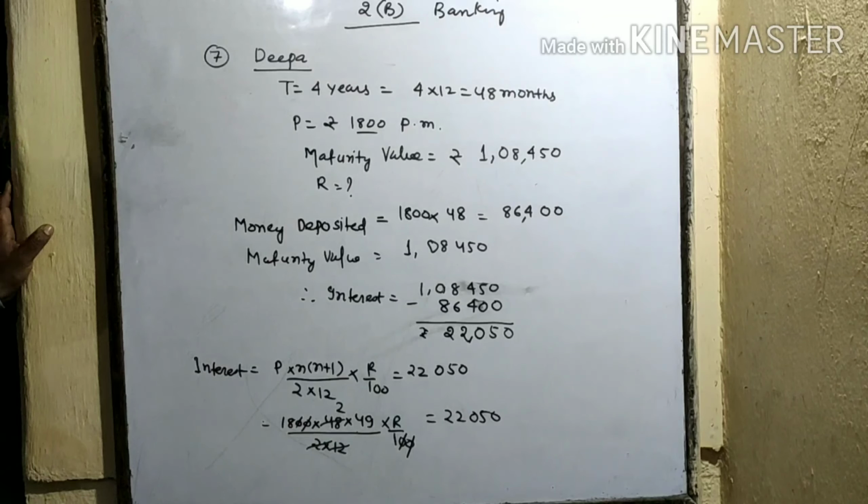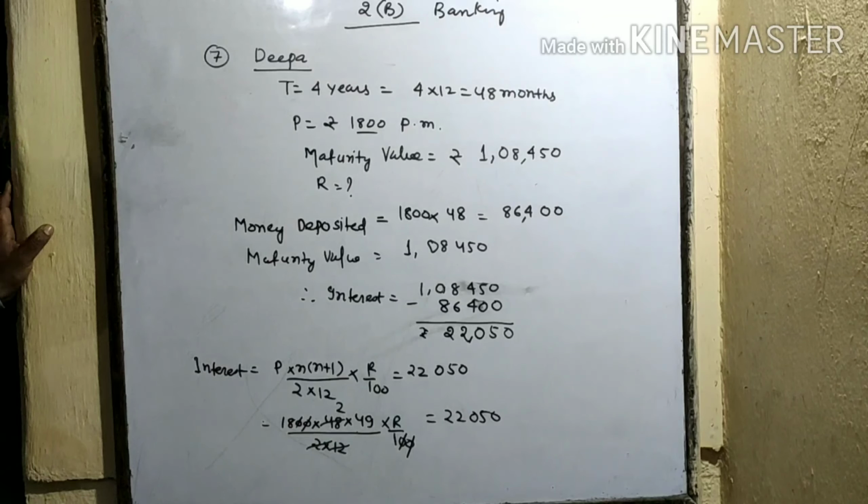7 7 are 49, 7 1 are 7, 7 5 are 35. So it has come out as 175 by 2 into 7, 7 2s are 14, 7 5 35. 25 by 2, that is equal to 12.5%. This will be the rate of interest for this monthly installment scheme in recurring deposit account.